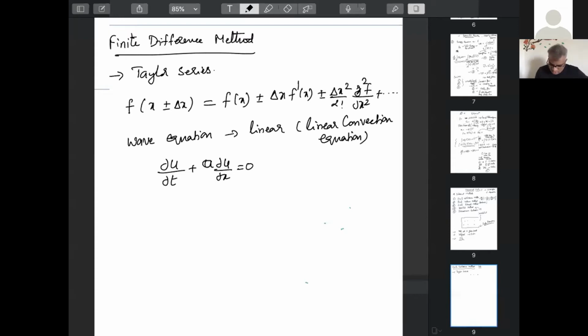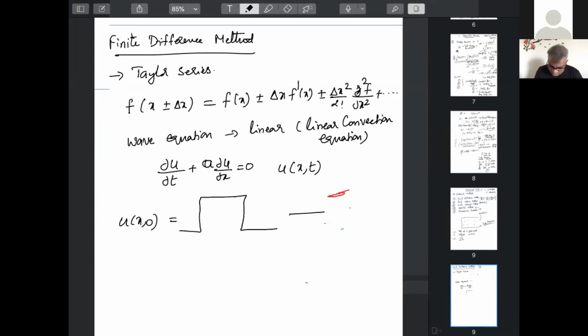So the basic characteristic of this equation is, if u is the solution of this equation, u is a function of x comma t, and if you have an initial profile given, suppose u of x comma 0 is defined as some wave, this wave will just propagate.